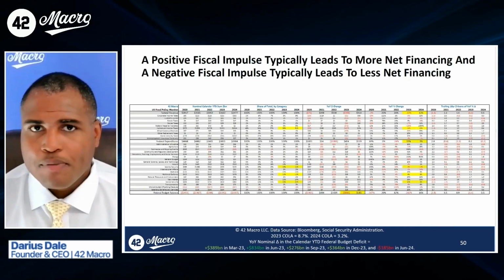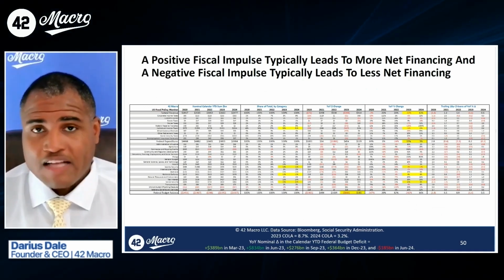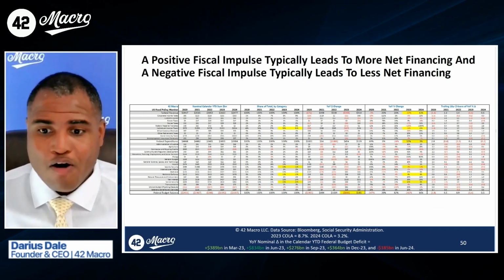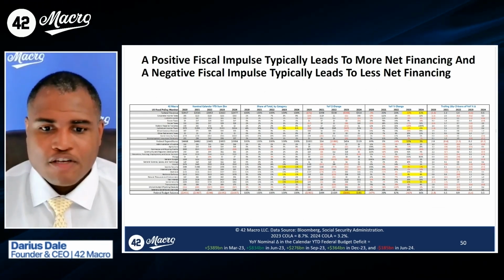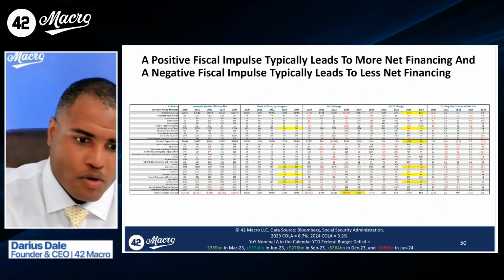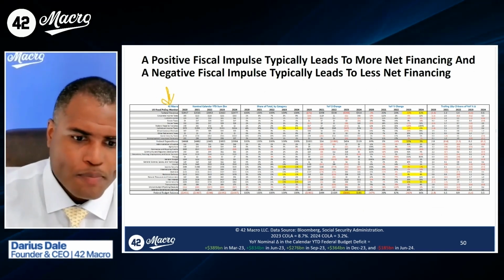A positive fiscal impulse typically leads to more net financing. So the budget deficit is growing. The Treasury needs to borrow more on a net basis, and a negative fiscal impulse typically leads to less net financing. So in this chart, we show the 42 Macro fiscal policy monitor.